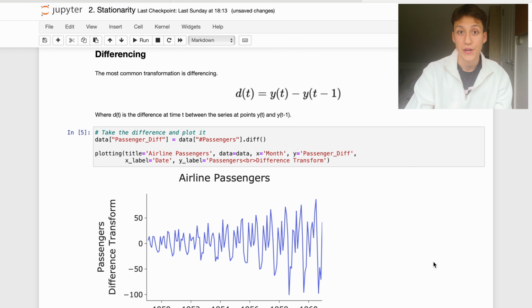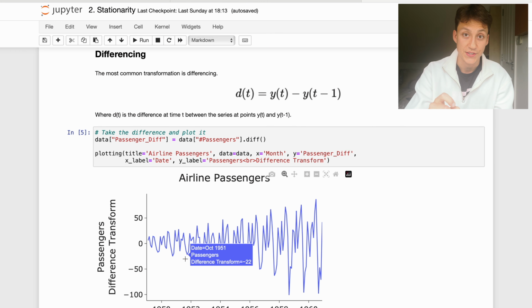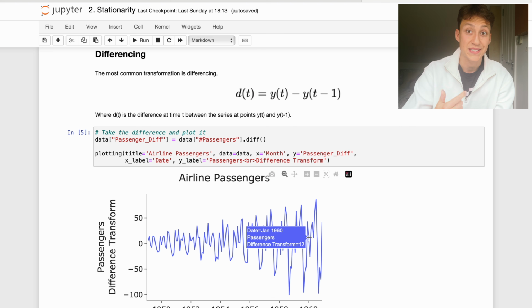As you can see now, there's no increasing trend. The mean of this data is roughly hovering around 0. The mean at 1960 is around 0, and the mean at 1950 is also 0. So we can say here that the mean of this time series is now constant. However, a keen eye may have noticed that the variance is still changing. The variance at 1950 is still a lot smaller than the size of the fluctuations in 1960. So we've stabilized the mean, but we still need to stabilize the variance. So how do we do that?